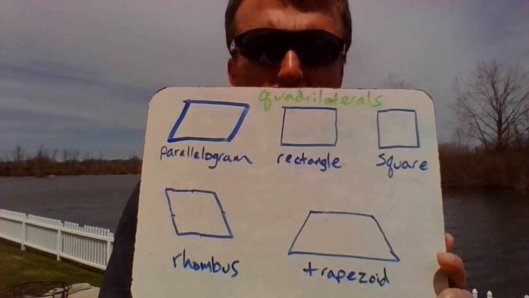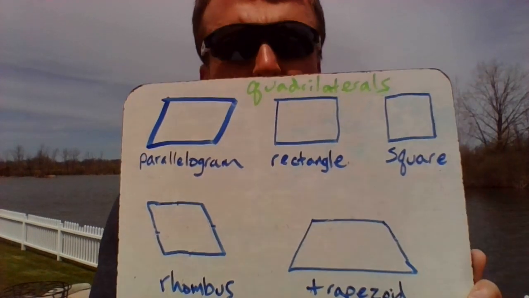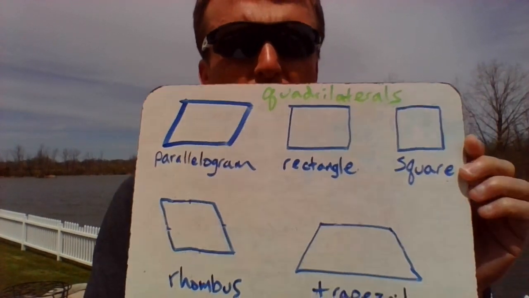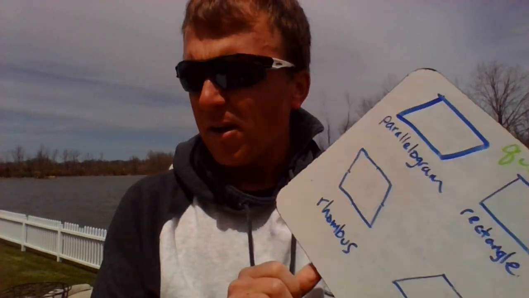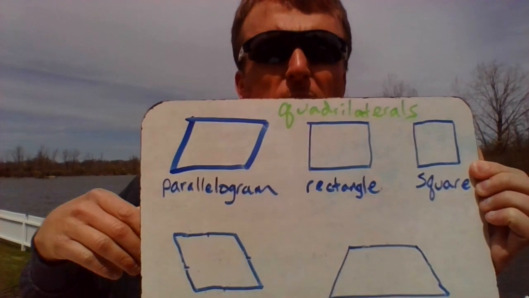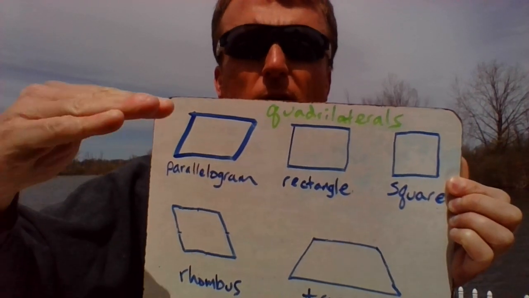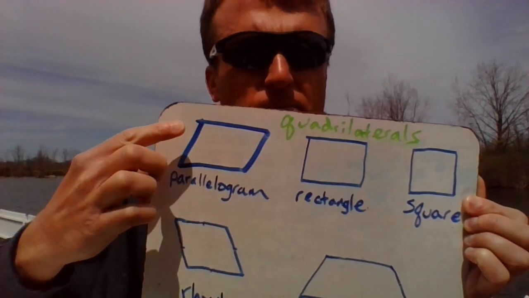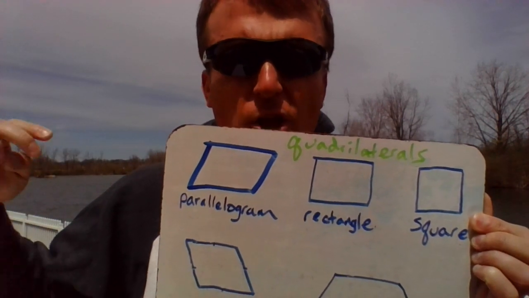All right. So I got my board here with the quadrilaterals we are going to go over. So let's talk about parallelogram first. All right. So parallelogram right here. Okay, a parallelogram has two pairs of parallel sides. Remember, we talked about this in previous lessons. Parallel are two lines that, if they go on forever, will never ever touch.